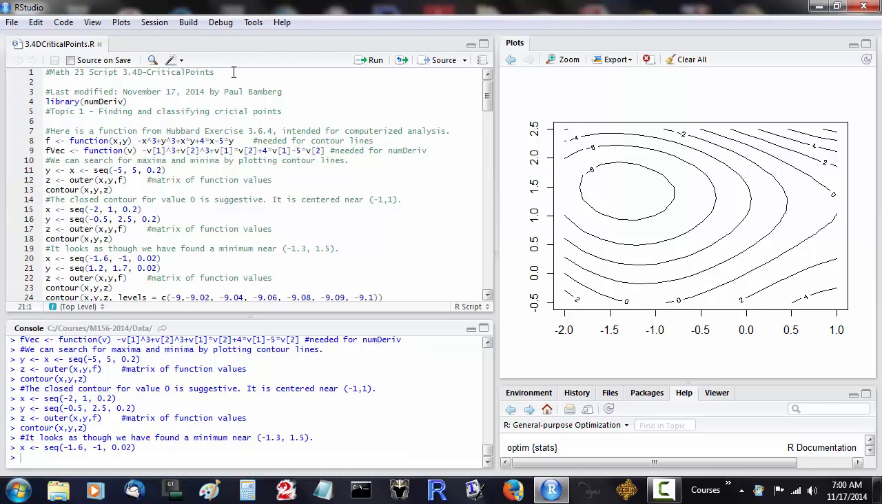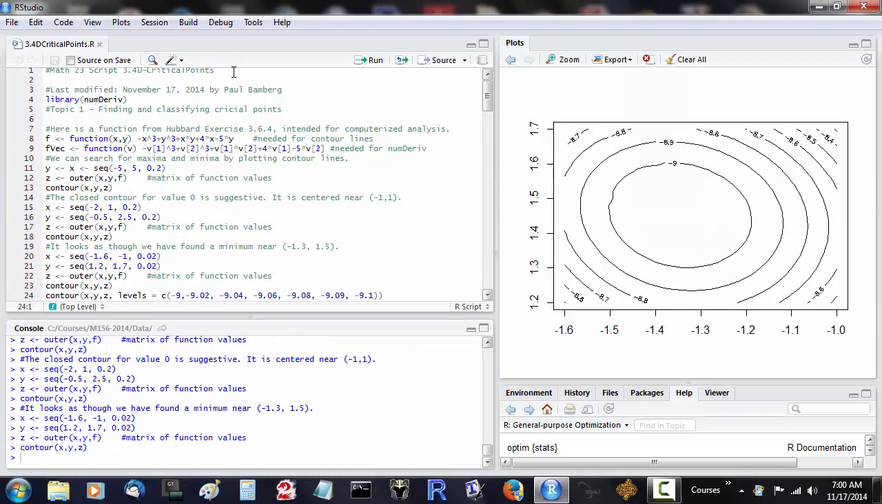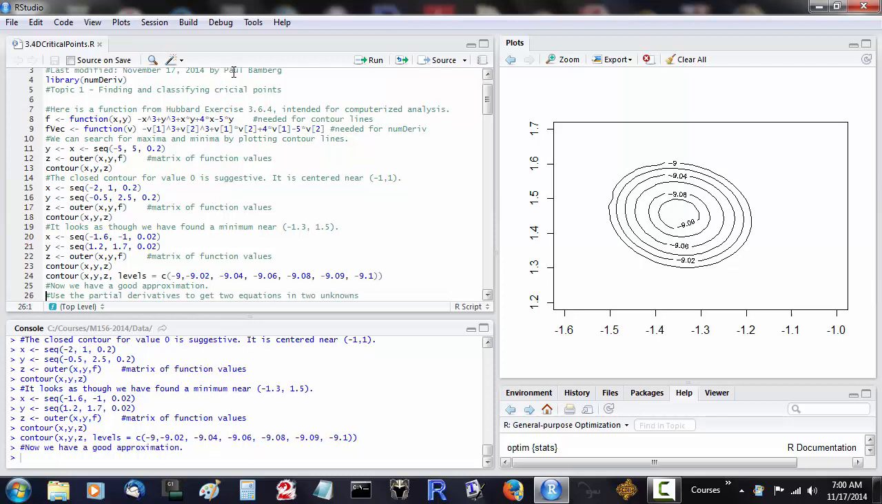Again, set up a sequence of x values and a sequence of y values that bracket the point minus 1.3 to 1.5. Plot the contour lines. Now we've got it. It's somewhere inside that circle. And if we ask the contour function to plot levels between minus 9 and minus 9.1, we've got an excellent approximation.